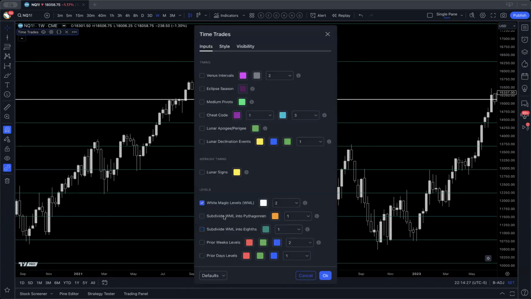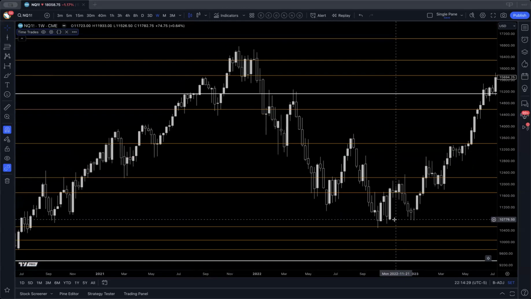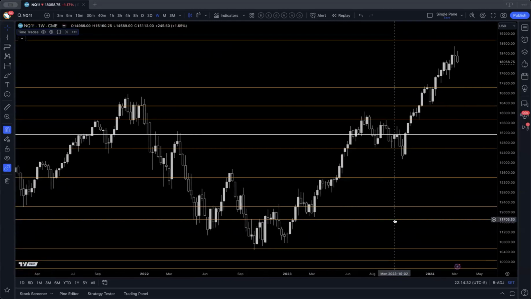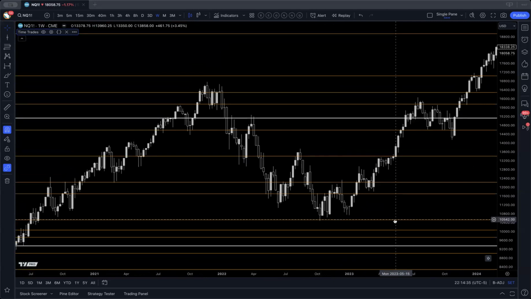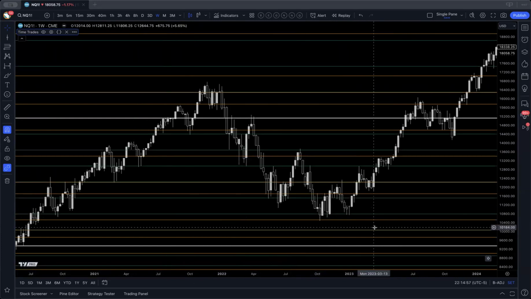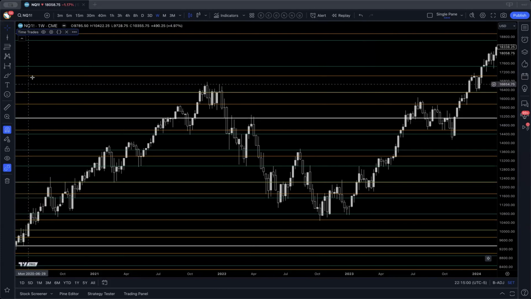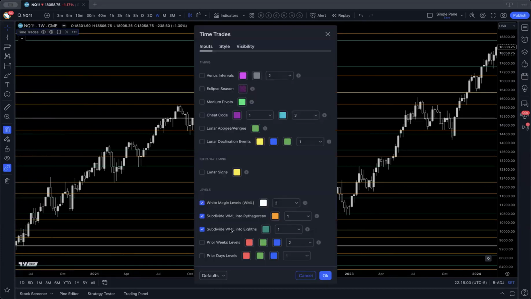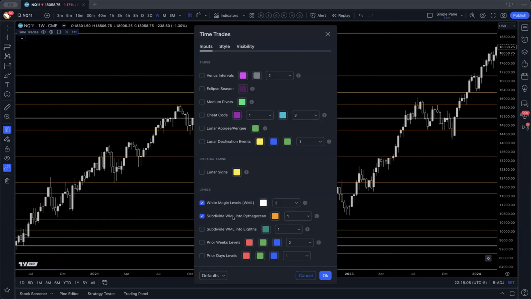You can also do the same thing with Pythagorean ratios. Okay, this is another way to subdivide it. This is the original way that Time Trades has supported subdividing it. I'm not sure this is my favorite anymore. I think I'm more of a fan of 8s, but you still get some incredible support and resistance zones around these orange Pythagorean ratios. And of course, if you want, you can turn on both, right? And now you get some excellent levels here. So find something that works for you and the commodities and stocks that you're trading.